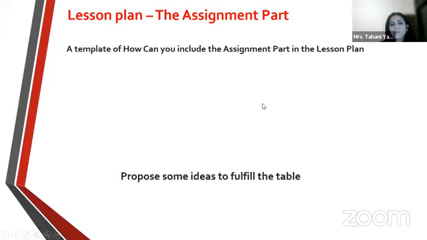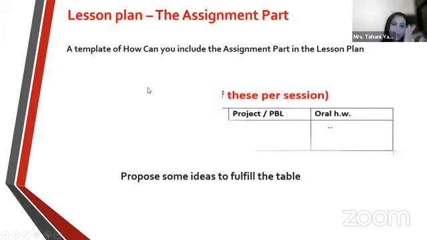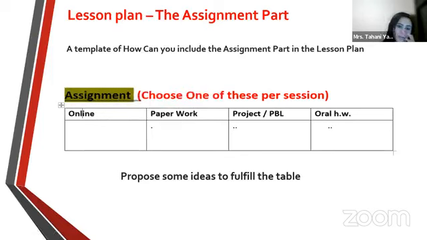Okay, so as I told you, this is the part, a screenshot from my assignment part which I have in my lesson plan. It is very important to include different types of assignment. Okay, now.